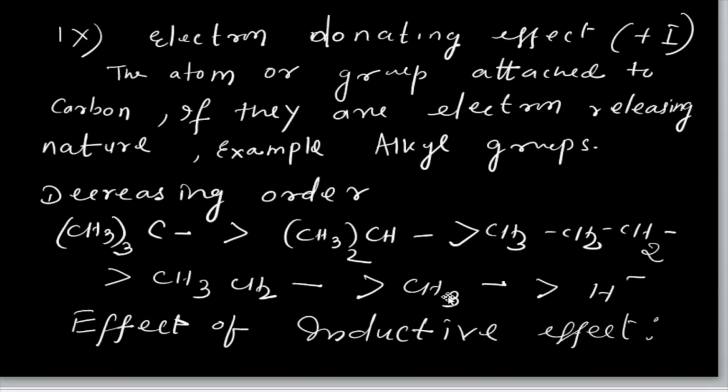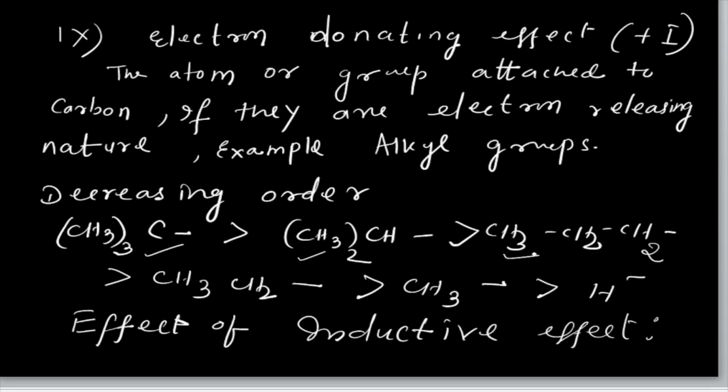If more alkyl groups are present, more electrons can be released, and that is called the plus I effect. So here, how many methyl groups are there? 3 methyl groups: 1 methyl, 2 methyl, 3 methyl. Now here it is 2 methyl groups, and 2 methyl. It is 3 methyl and it is 2 methyl. It is 1 ethyl. Now 1 propyl.